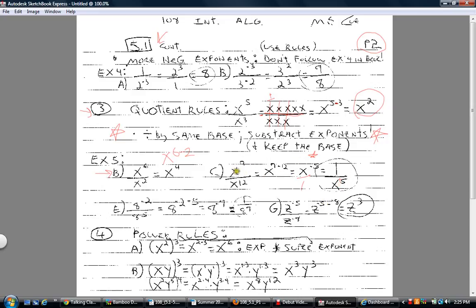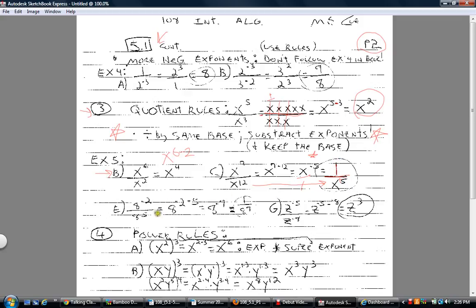Some of you might feel comfortable looking at x to the 7th divided by x to the 12th and saying 7 minus 12 is a negative 5, and realize as soon as you see that negative, you can take a super shortcut and go right down to putting the base with a positive exponent down in the denominator. Okay, some of you might feel comfortable with that.